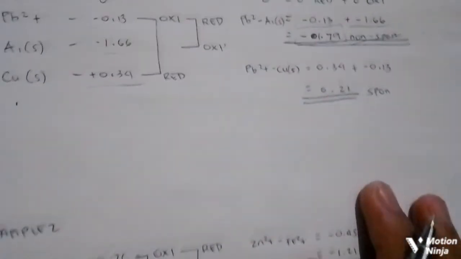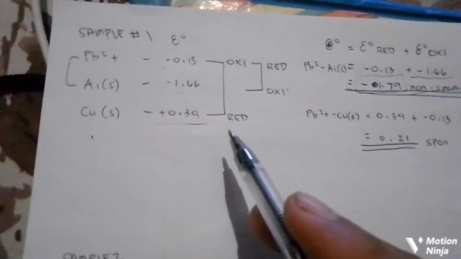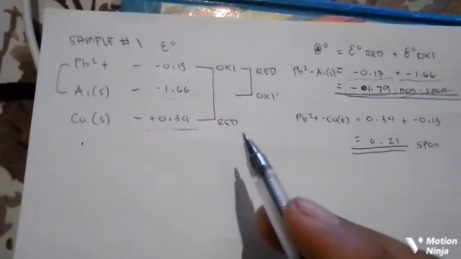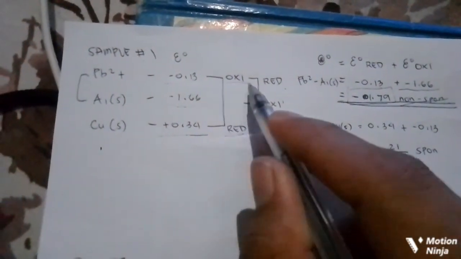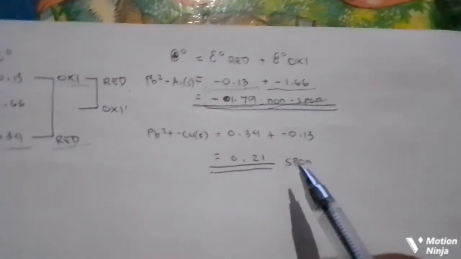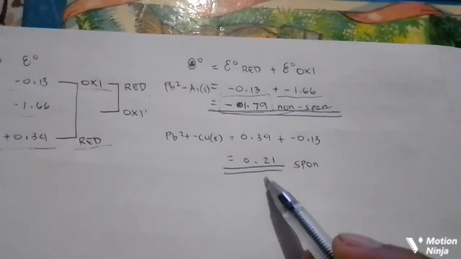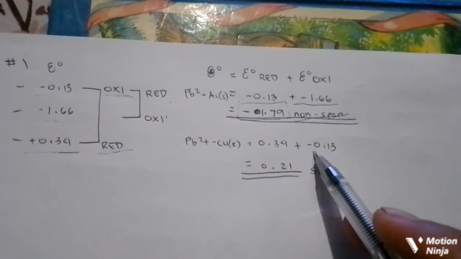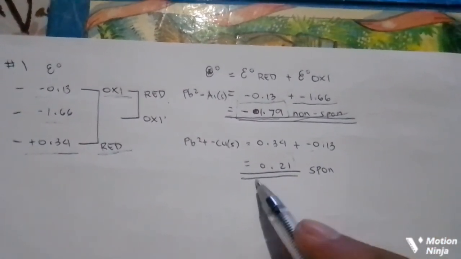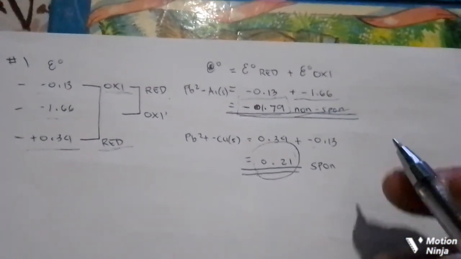Next, for the second one, we have Pb and copper. Since copper is way more positive than Pb, it will become our reduction, and Pb will become our oxidation. Again, substituting, reduction is the copper, which is positive 0.34, and our oxidation is negative 0.13. Summing it up, we have 0.21 volts, which is a spontaneous reaction.